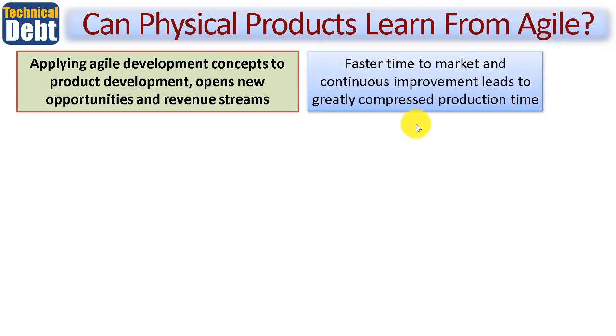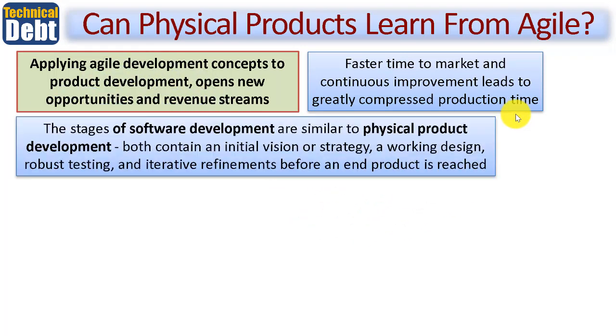Indeed, faster time to market and continuous improvement leads to greatly compressed production time, but it comes at a cost, as I've discussed already. The stages of software development, in fact, are very similar to physical product development. Both, for example, contain an initial vision or strategy, along with a plan, of course, a working design, robust testing, and iterative refinements before an end product is reached.